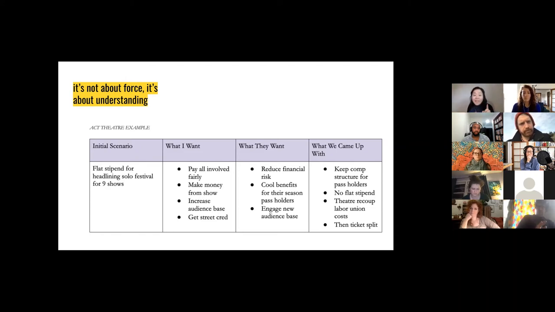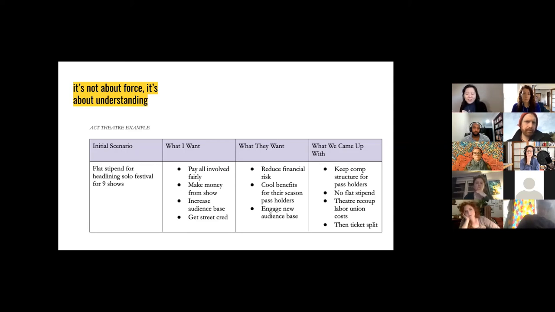But then I said, after that, I want a favorable ticket split, because I'm going to be pushing selling these tickets and I want to get a larger share of those tickets. And they were like, Susan, that's a lot of risk for you. Are you sure you just don't want to take that flat stipend? And I said, actually, I'm willing to take that risk because of what I know I can do in terms of selling tickets. So we agreed on that.